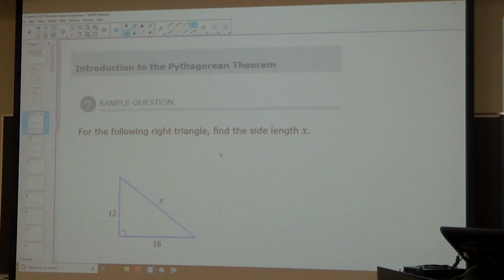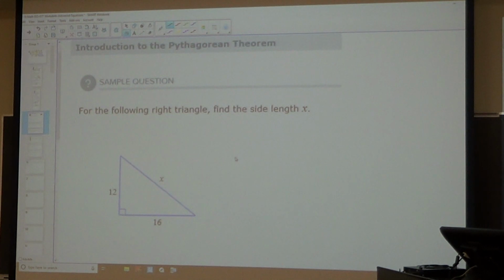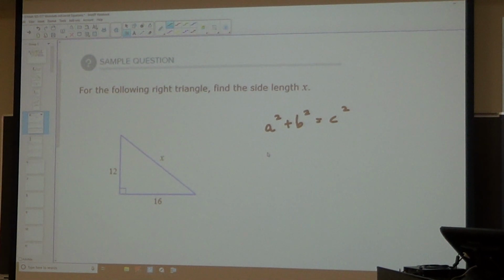All right? Pythagorean, what does Pythagorean say? Okay, A squared plus B squared equals C squared. Now, Pythagorean theorem is always used when you have one right triangle and you know 2 sides but do not know the other side. So Pythagorean theorem is when you have a right triangle, 2 sides you know, 1 side you don't.